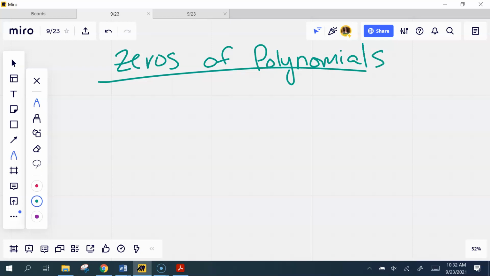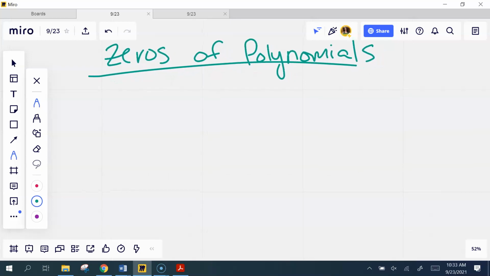It was the first part of zeros of polynomials. It's actually more like multiplicity is what I ended up going back and renaming it. All right, so we know that whenever we find the zeros of functions, we set the function equal to 0 and we solve. So some things that we may have to do in this process.